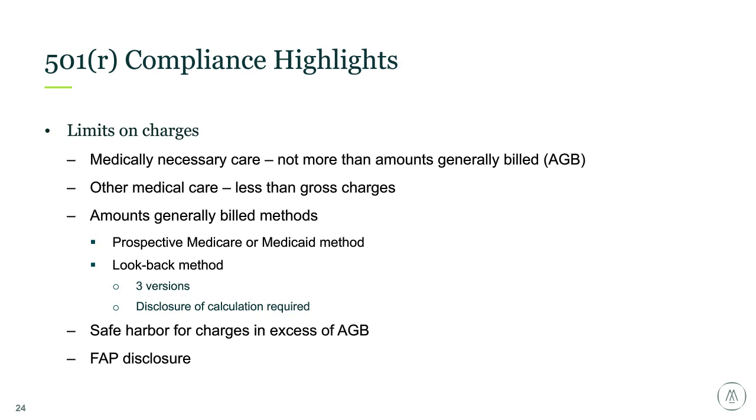There are two methods that you can use to determine AGB. The prospective Medicare or Medicaid method, which essentially means you would use the normal billing codes and the normal amount that would be reimbursed for those. Or there's the look-back method, which has three different versions. It's a combination of just Medicare, Medicare and private insurance, or Medicare and Medicaid. So there are different combinations that you can do.